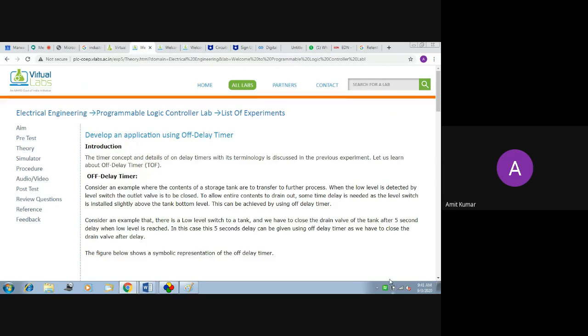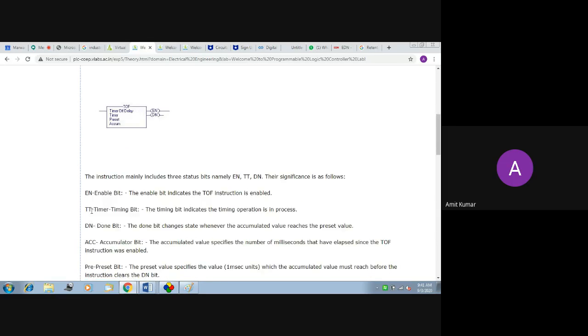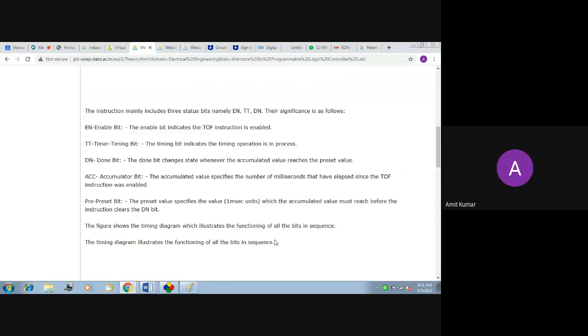So the operation, the bit information will remain the same. The enable bit will indicate that the T off timer instruction is enabled. So whenever this rung is high, the enable bit will be high. The TT bit, the timing bit, indicates that the timing operation is in process, so your timer is running. The done bit shows that your timer has completed the operation. The done bit changes whenever your accumulator value reaches the preset value. The accumulated value, preset bit, and all the other information will remain the same.